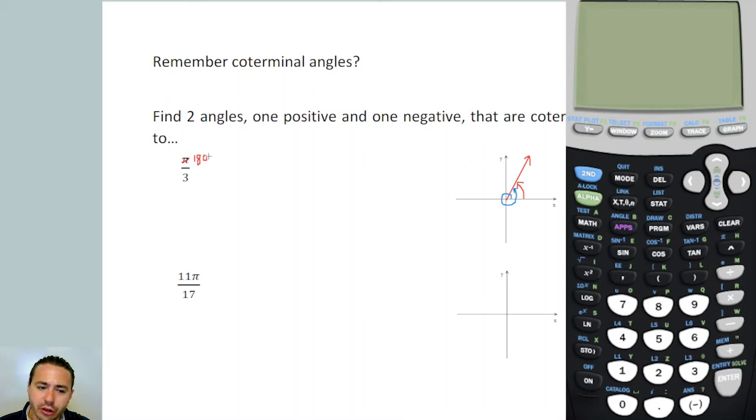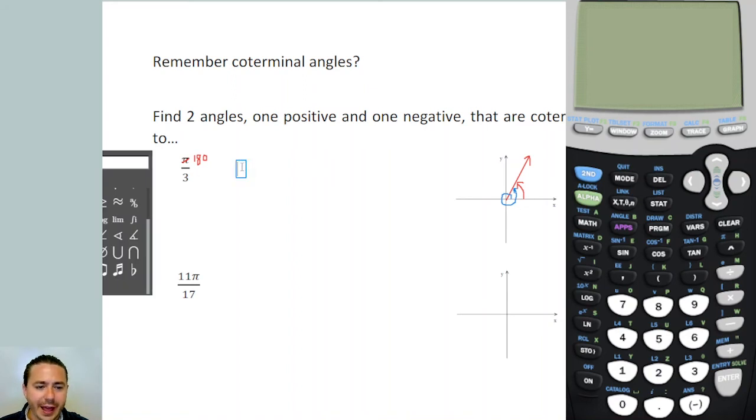Now, you could convert to degrees, find the coterminal angles, and then convert back, but that's a lot of extra work than you really need to do here. As long as you're okay adding fractions, and you really should be at this point, it's way easier to just find it by adding or subtracting 2 pi. So let's say pi over 3 plus 2 pi.